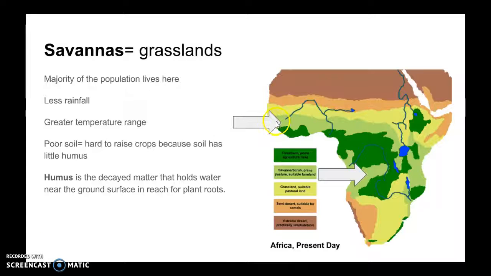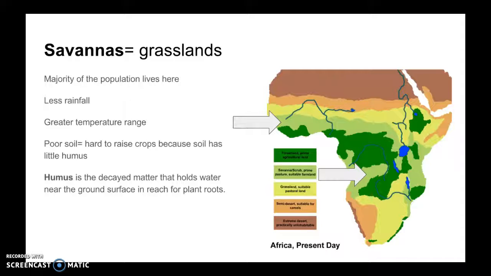Take a few moments to mark the savannas or the grasslands on your map. You can see here by the key that it is a lightly shaded green area. Now, according to this key, it says that it has scrub, which is sparse vegetation, like very sparse, and it's like stubby grass. And they have it as a prime pasture, and that's suitable for farmland because the majority of the population lives here. It does get the least rainfall of all of Africa, and it also has the greatest temperature range. It does have poor soil, even though they do farm it.